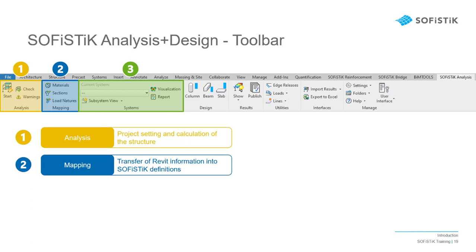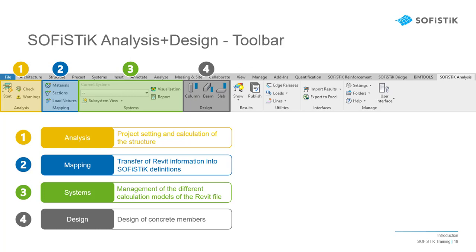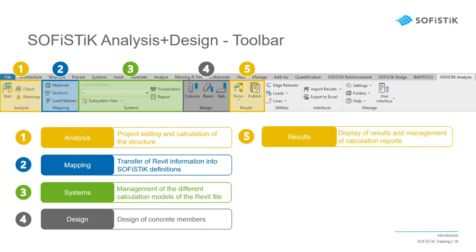With the System toolbar, you can navigate between different models of your project and access their reports or associated files. All the concrete member design will take place in the adequately called design commands, while results will allow to visualize analysis and design values graphically within Revit or in consolidated documents.